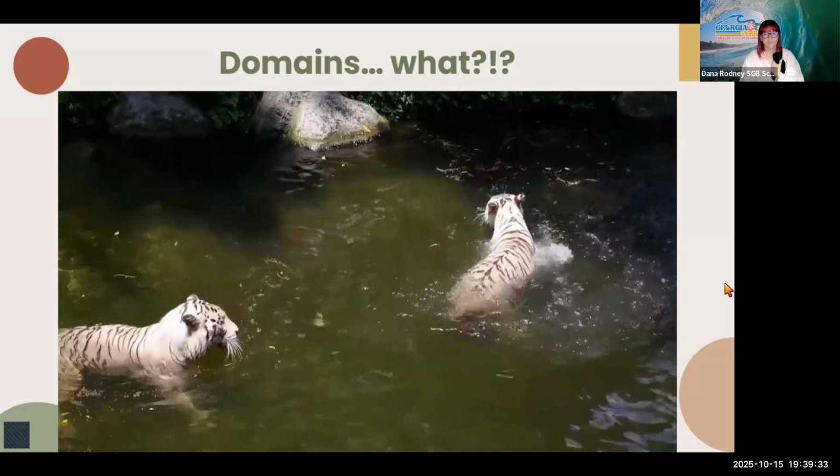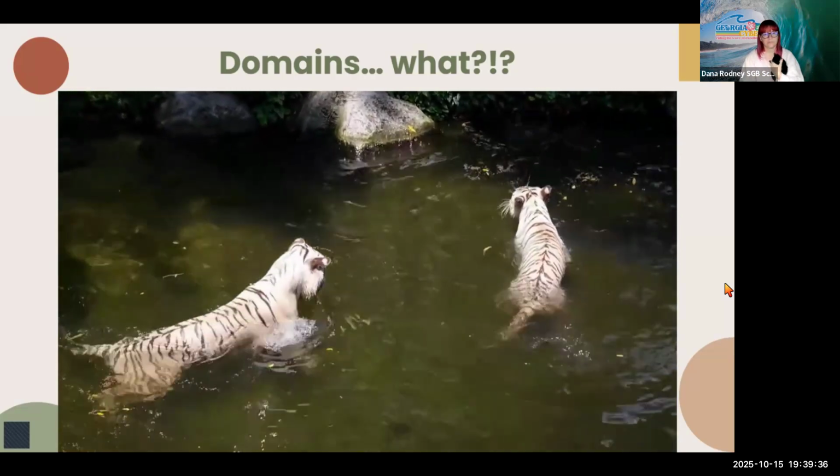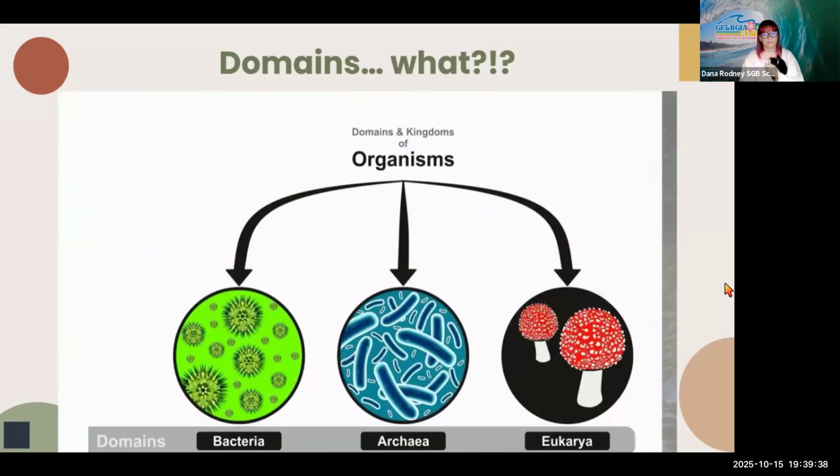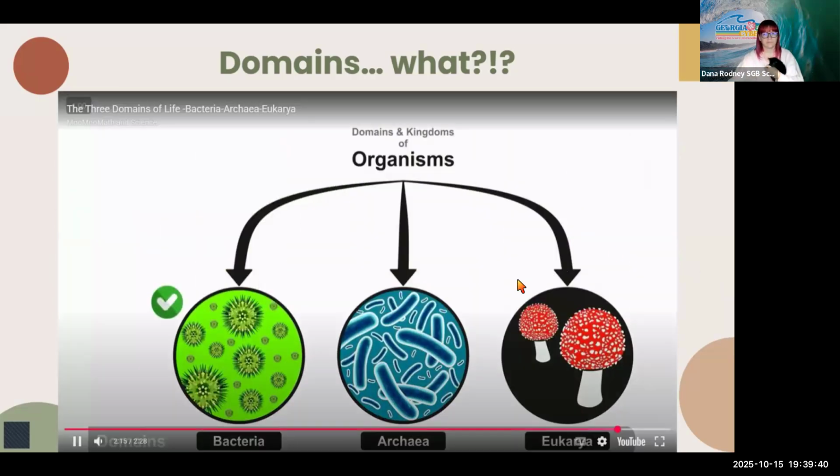So in summary, there are three major domains used to classify all organisms on Earth. They are bacteria, archaea, and eukarya.